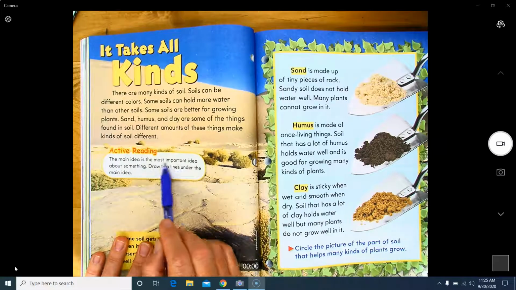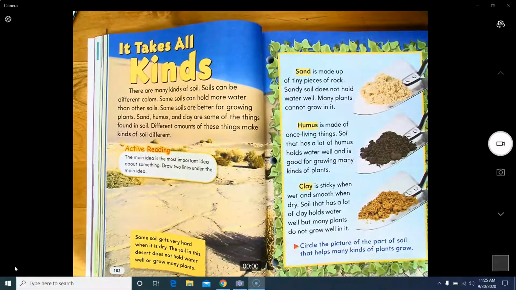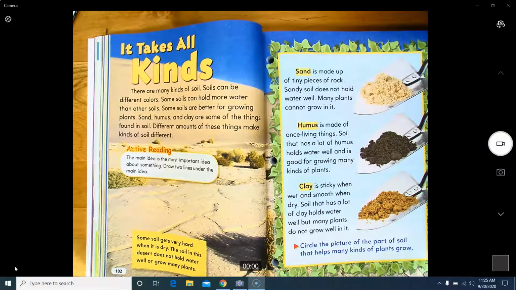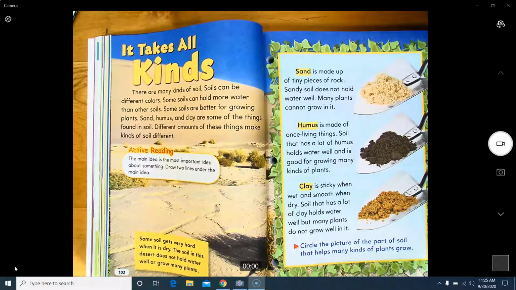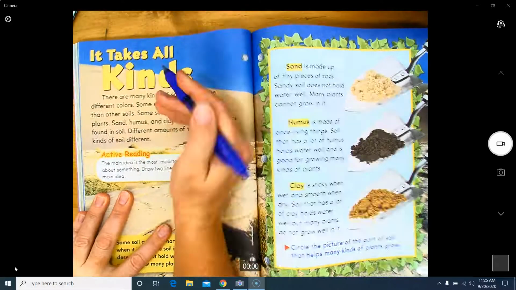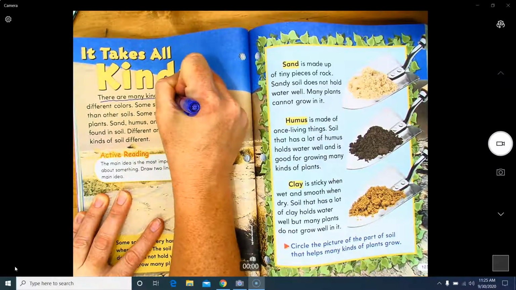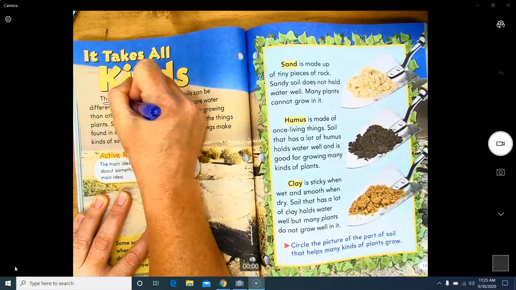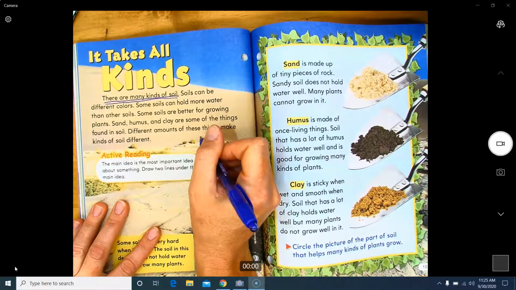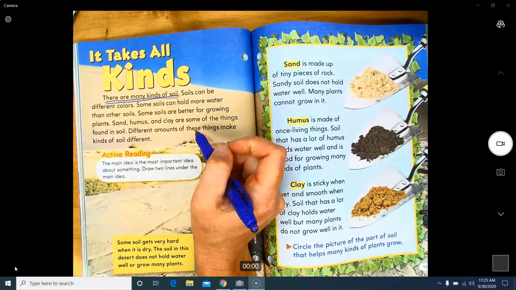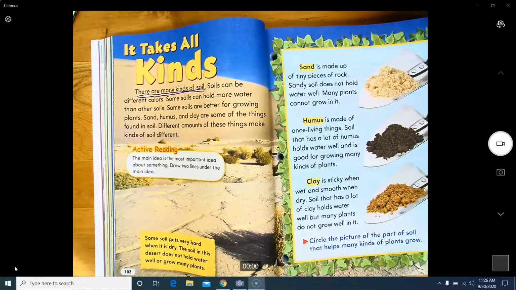So the main idea is the most important idea about something. Draw 2 lines under the main idea. So what is the main idea? What is the whole paragraph talking about? The different kinds of soils, exactly. So the main idea is this sentence right here. So there are many kinds of soil. 2 lines under the main idea. The rest of the sentences are details. So these sentences just talk about the different kinds of soil.